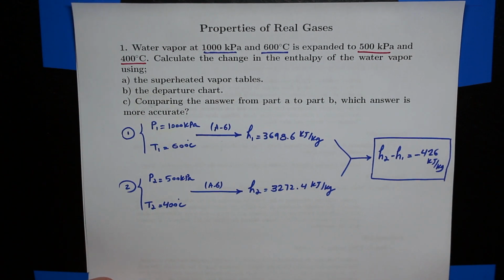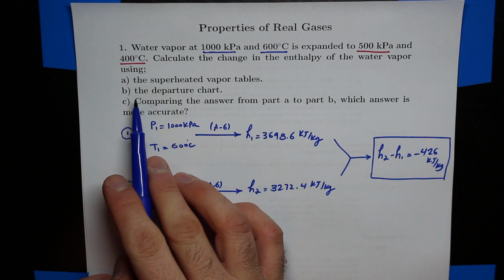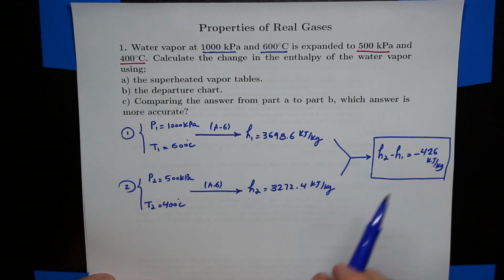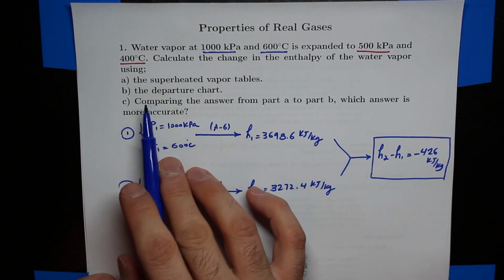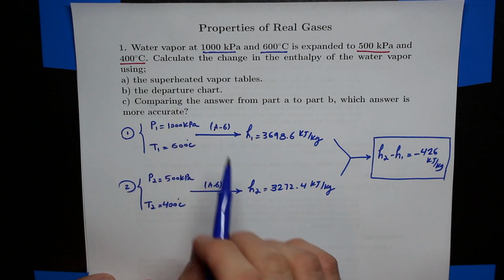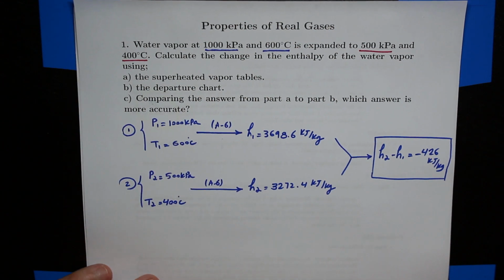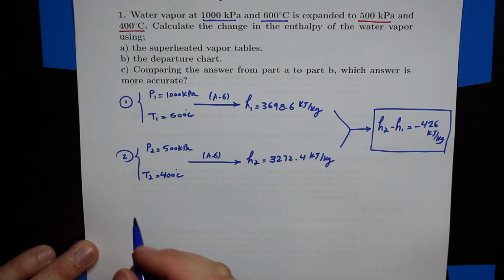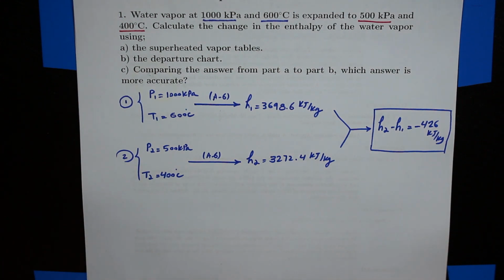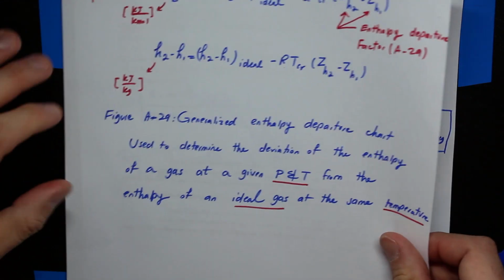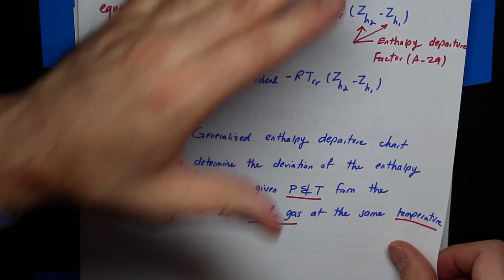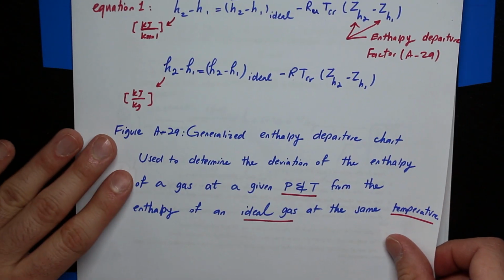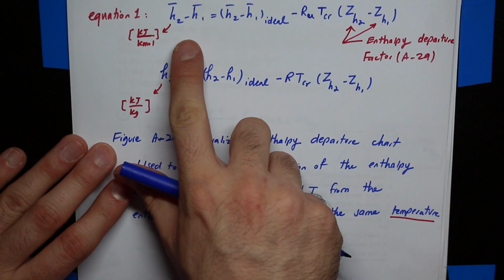Okay, now in part B, the question is asking to find that difference in enthalpy, but by using the departure chart. So what I need to do in part B, I want to go back to the correlation that we had before, which was basically, let me show you the correlation. Basically, we want to utilize this correlation. This is what we want to use.